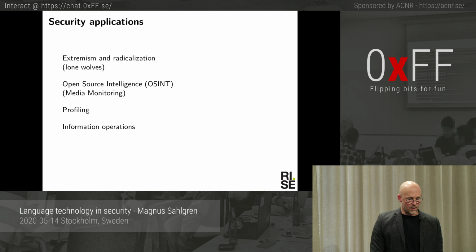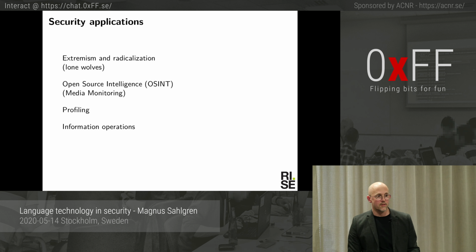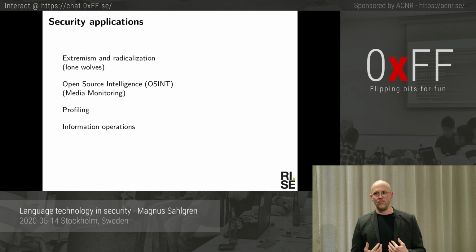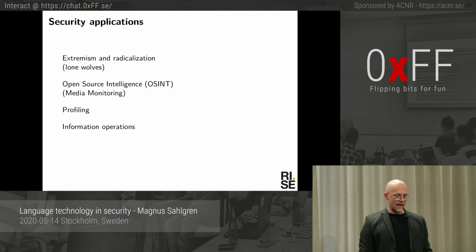And these are the applications that I was going to talk about. So first of all, we're going to talk about hunting terrorists, extremism and radicalization, and also cover the concept of lone wolf factors. And then we're going to talk about open source intelligence and media monitoring applications. And then we're going to turn to how we can characterize authors. So what can we say about an author of a text? So author profiling and author identification. And then we're going to end with what is probably the most important aspect and the thing that we will see more in the future, which is information operations and techniques for and against that.